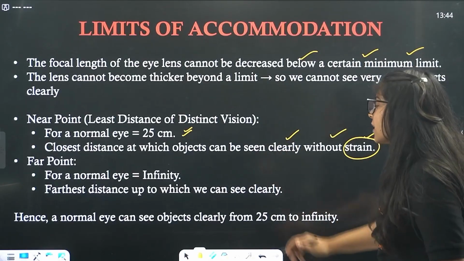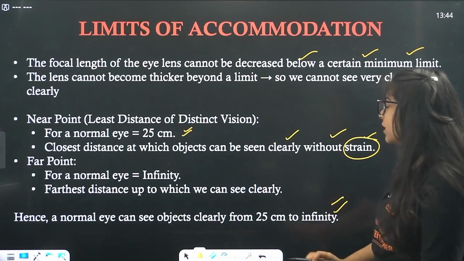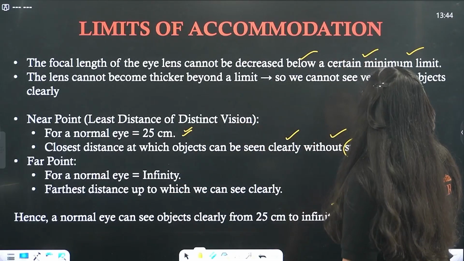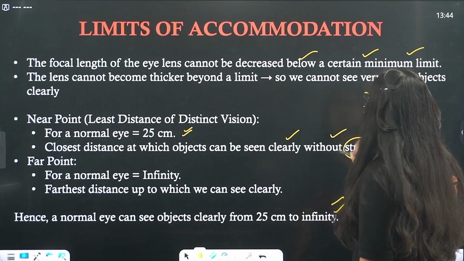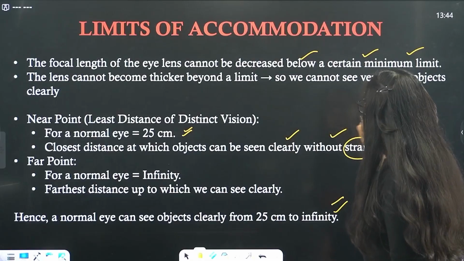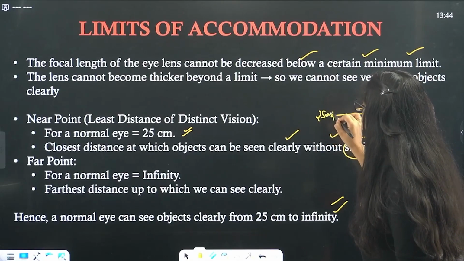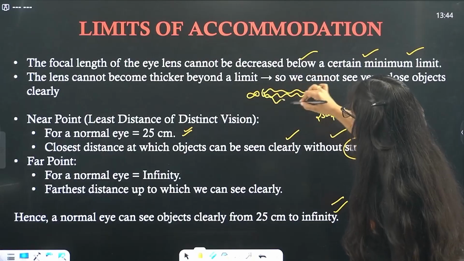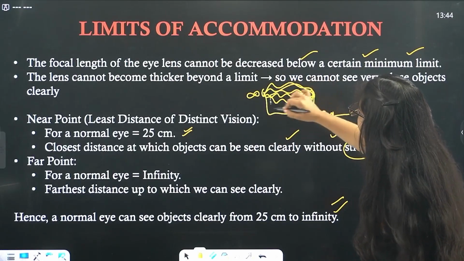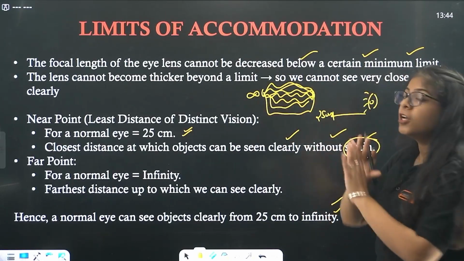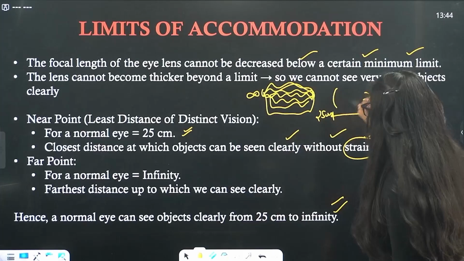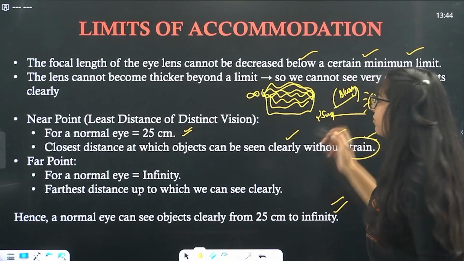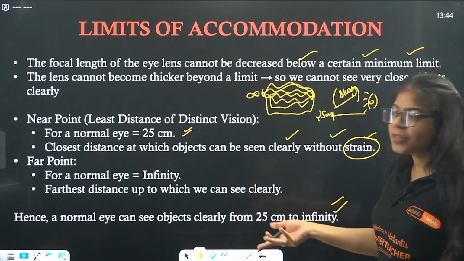Hence a normal eye can see objects clearly from 25 centimeter to infinity. So this is your eye, and this is 25 centimeter, correct, and this is infinity. Anything within this range, from 25 centimeter to infinity, you can see clearly. But if anything comes closer than this, it gets blurry. After infinity, there is no point.